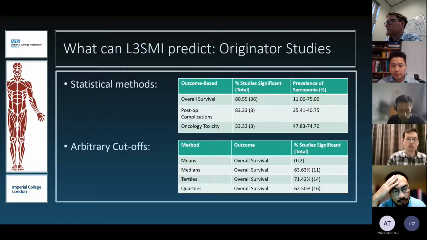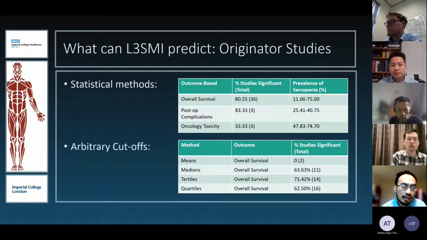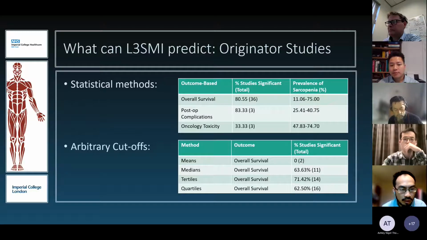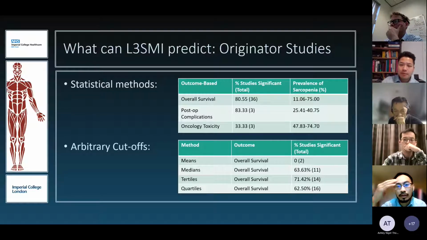We looked at what these studies try to predict, and I suspect there's a bit of publication bias coming in, but the majority of studies significantly predicted overall survival, and in the ones where they specifically look at post-operative complication and toxicity, because you have to adjust your methods of optimum stratification towards a specific endpoint.